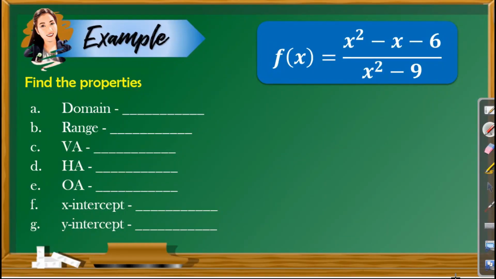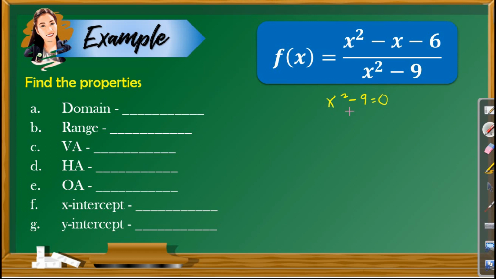Let us have another example. We have here function x squared minus x minus 6 over x squared minus 9. If we're going to look at the given function, both numerator and denominator are quadratic expressions. And if we're going to find the domain of this function, we will just simply equate the denominator to 0. So we have x squared minus 9 is equal to 0.